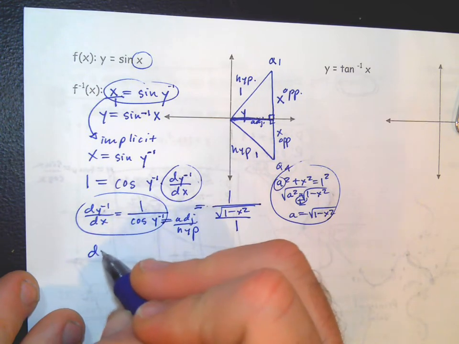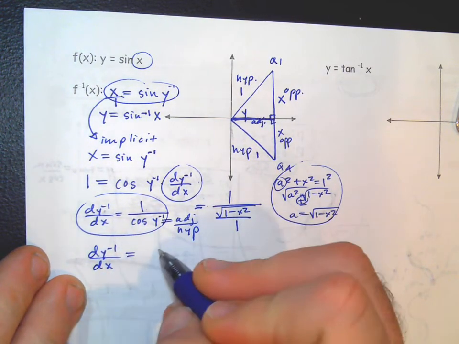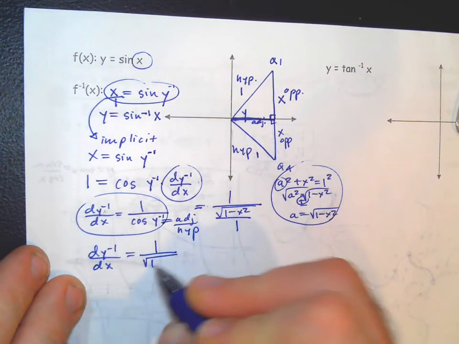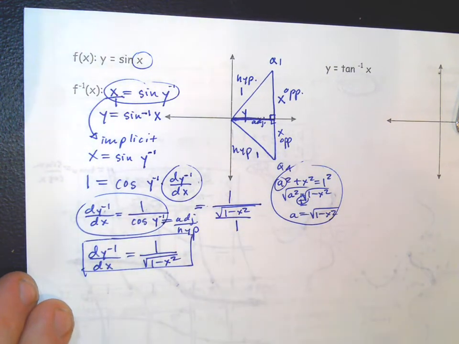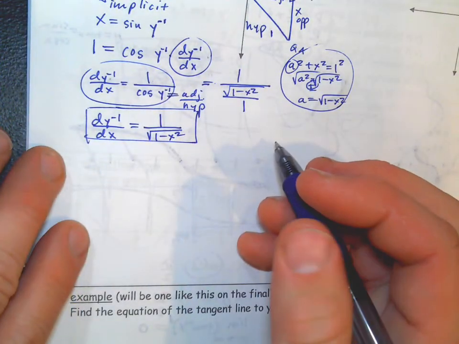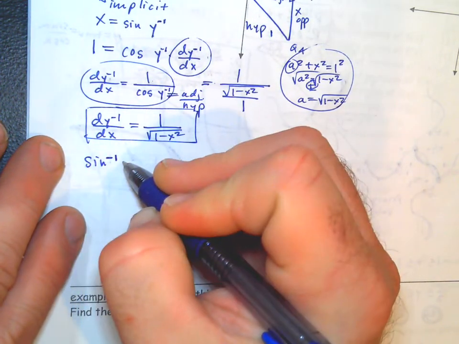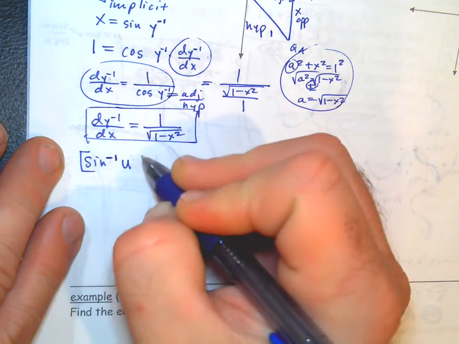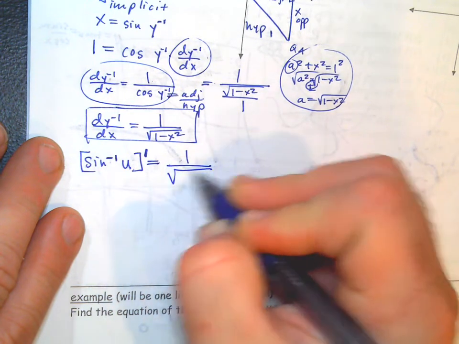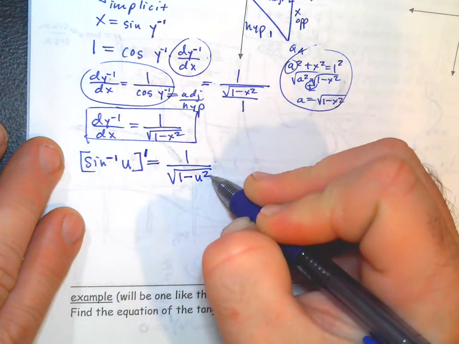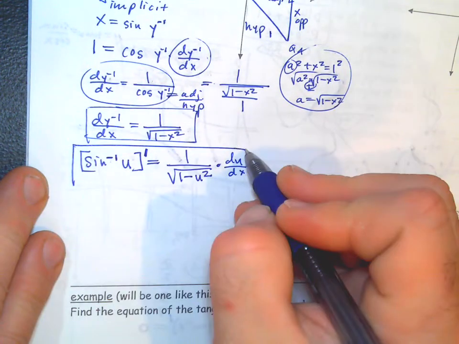So the derivative of the inverse of the original function, which was sine, is going to be 1 over the square root of 1 minus x squared. So this is the rule. That's the derivative of inverse sine. So we're going to write it a little more officially. The inverse of sine, and it could have some inner function, its derivative is going to be 1 over the square root of 1 minus whatever's inside squared times the derivative of what's inside. That's that whole chain rule idea.